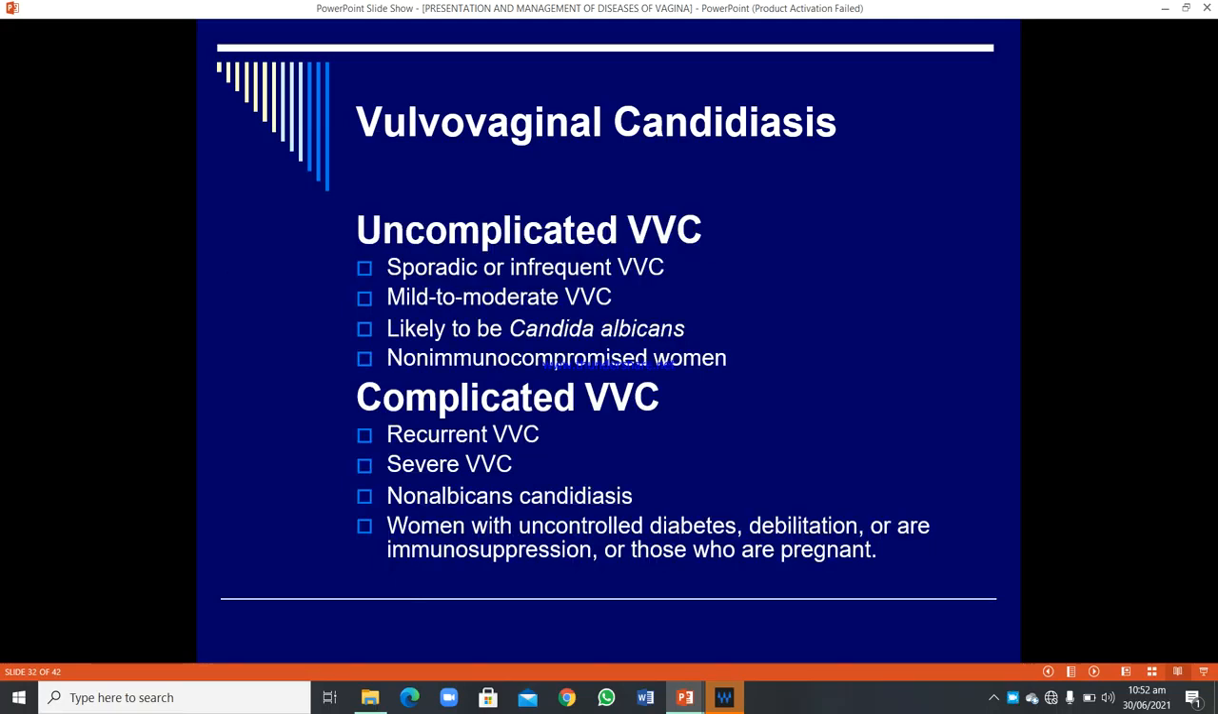Uncomplicated VVC: sporadic or infrequent VVC, mild to moderate VVC, likely to be Candida albicans, in non-immunocompromised women. Complicated VVC: recurrent, severe vulvovaginal candidiasis, non-albicans candidiasis, women with uncontrolled diabetes, debilitation, or immunosuppression, or those who are pregnant.